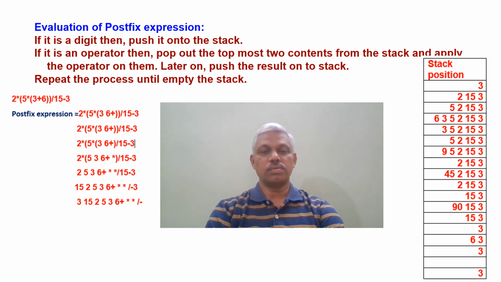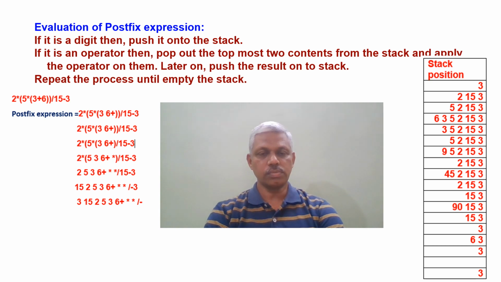Then comes division, 15 is placed on the left hand side, and division will be pushed into the right hand side of those two combinations of numbers. Then comes subtraction, and 3 will be placed on the left hand side, and subtraction will remain there. So this is how we create the postfix expression for the given algebraic expression.